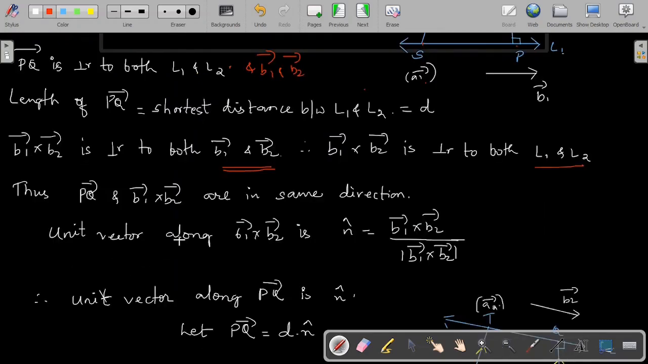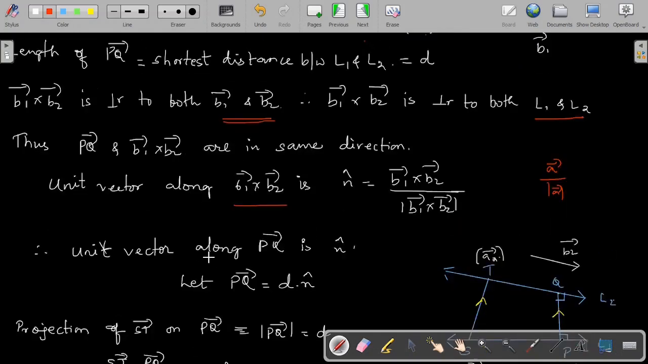Now I want the unit vector along B1 vector cross B2 vector. I have to find out the unit vector along B1 vector cross B2 vector, which is given by n cap is equal to B1 vector cross B2 vector divided by magnitude of B1 vector cross B2 vector. You know that the unit vector along any vector is A vector divided by magnitude of A vector. Same thing I have written. Now, as this is a unit vector along B1 vector cross B2 vector, this is also a unit vector along PQ vector because they are in the same direction.